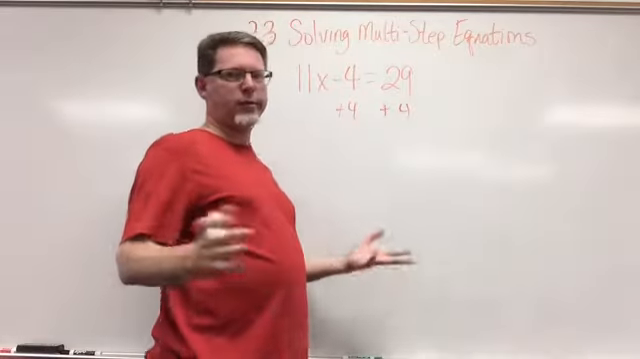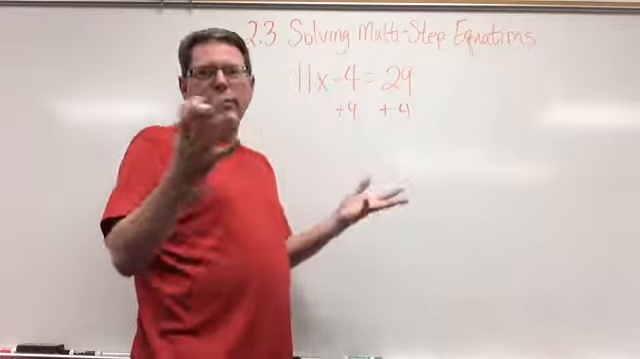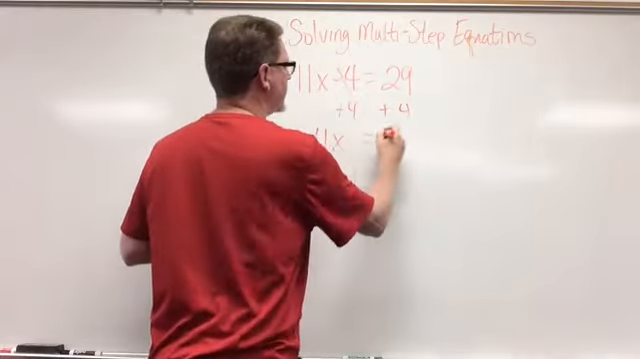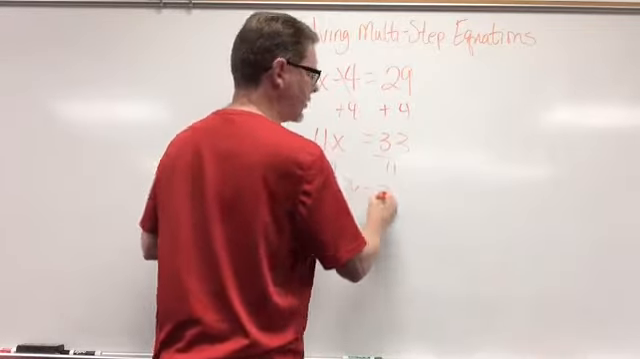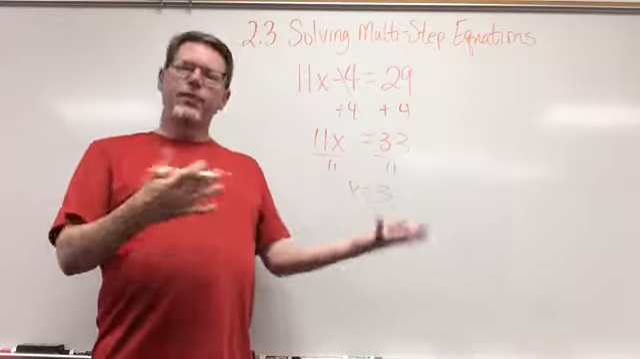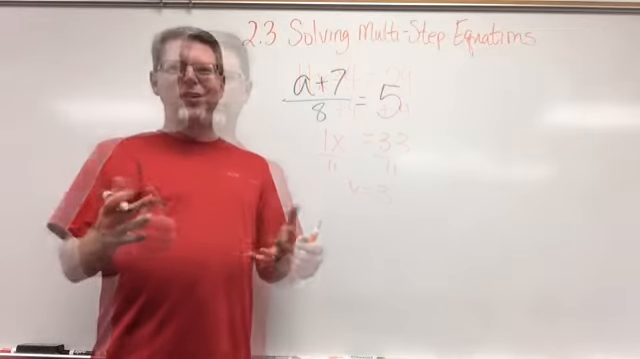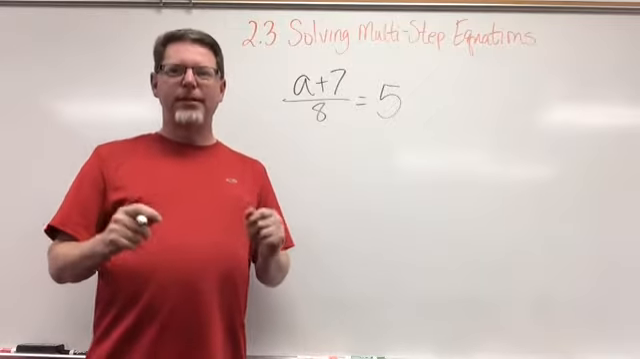And you're probably thinking, Mr. Collins, we got this, we've done this. Good. Well, let's finish it real quick. So then I have 11x equals 33, divide by 11, x equals 3, bam. Remember, multi-step equation. Got it? Great. Well, here's another multi-step equation that sometimes throws people off just a little bit, okay?